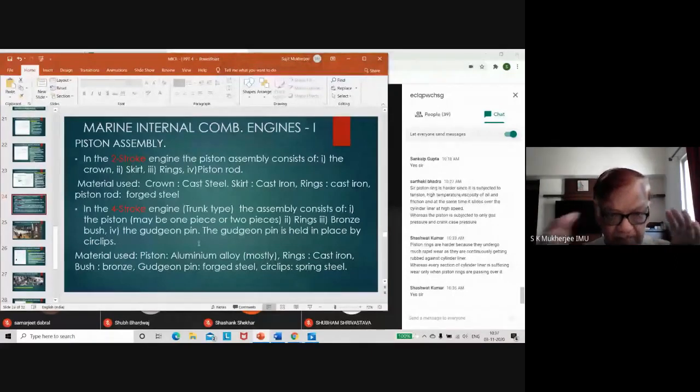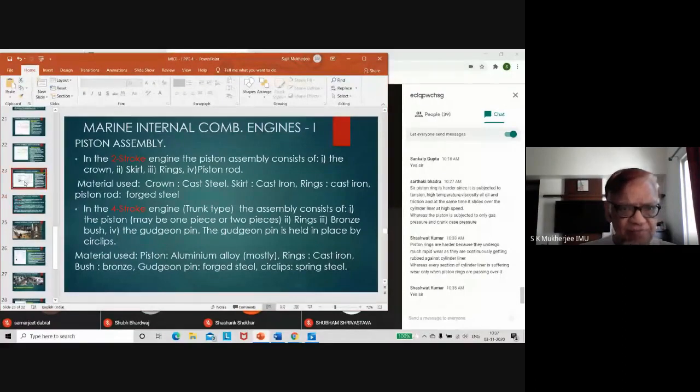So remember, the bronze bush is made of tin and copper, and it is more durable, more resistant to wear, and it provides a surface which is conducive to film formation of luboid. The gudgeon pin is a forged steel body, and it is held in place by circlips.